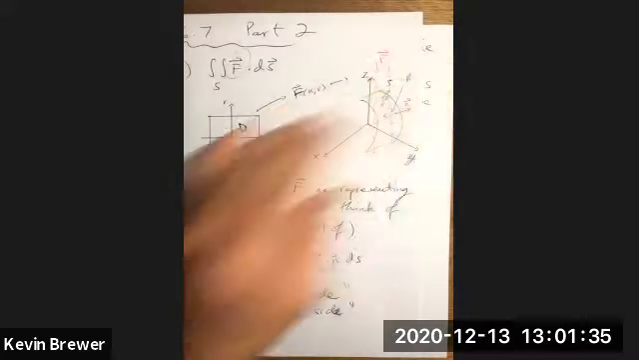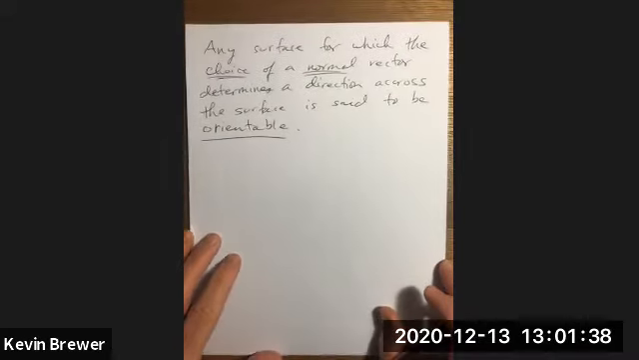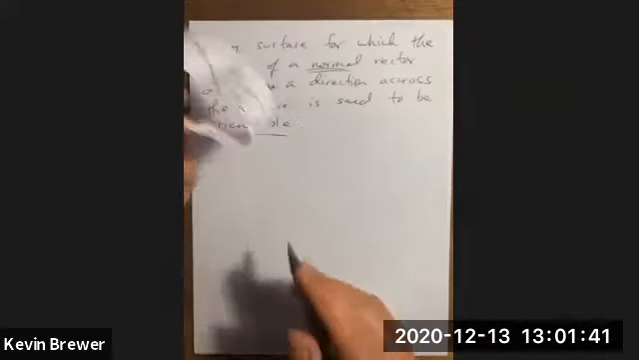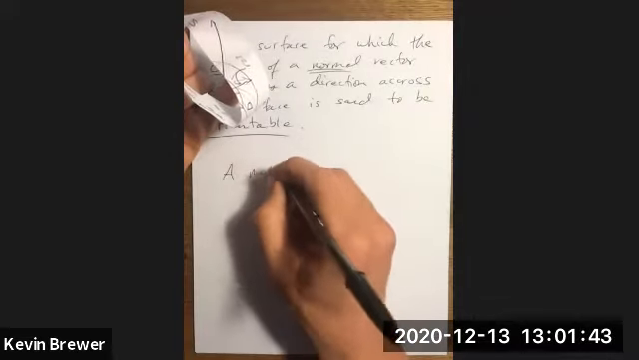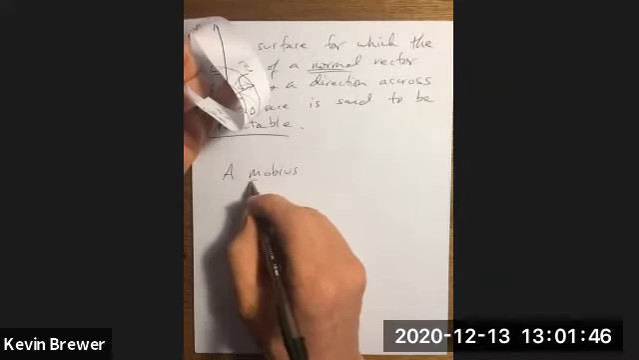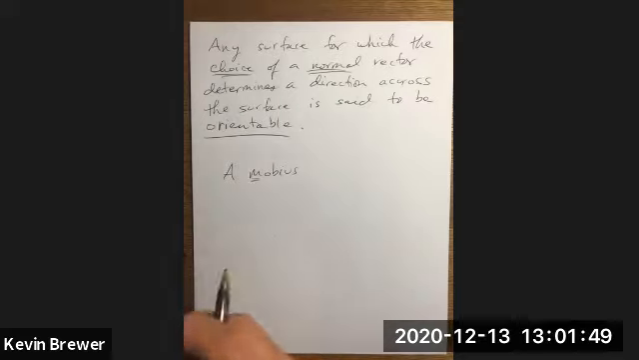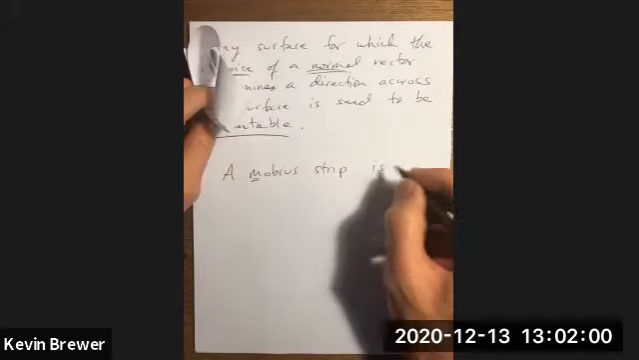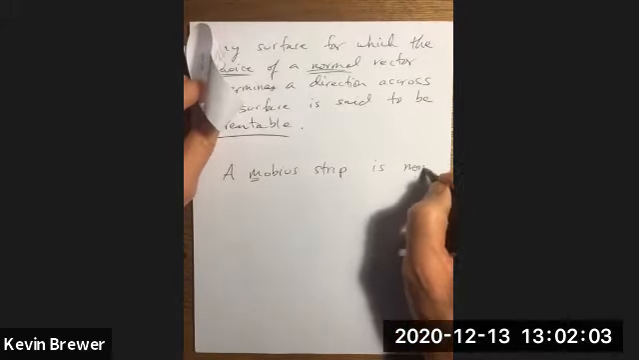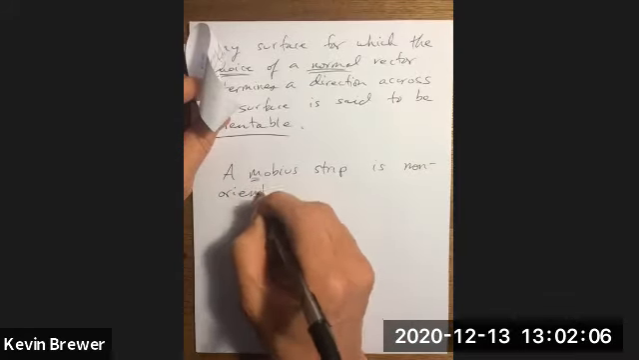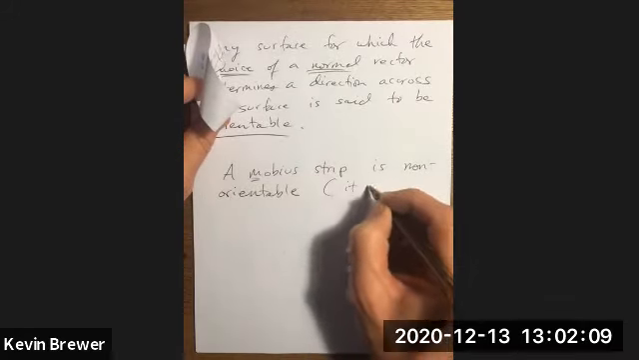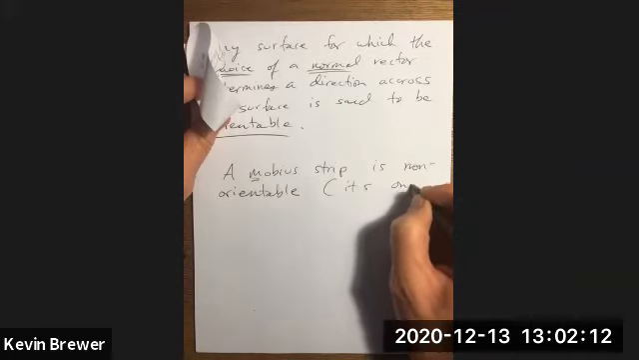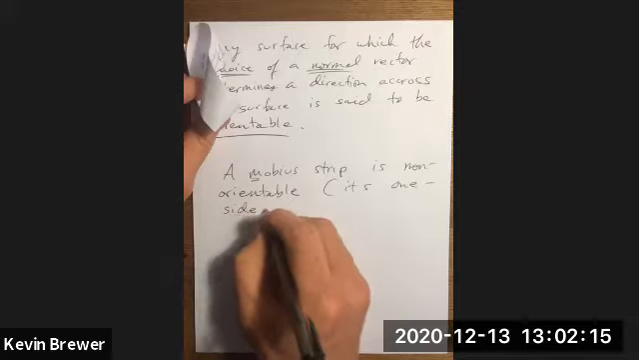So that little strip of paper I made, this is called a Mobius strip. Probably supposed to capitalize that because it's a guy's name. Is it capitalized in my notes? I'll never find it. A Mobius strip is non-orientable. One-sided is another way to say it.